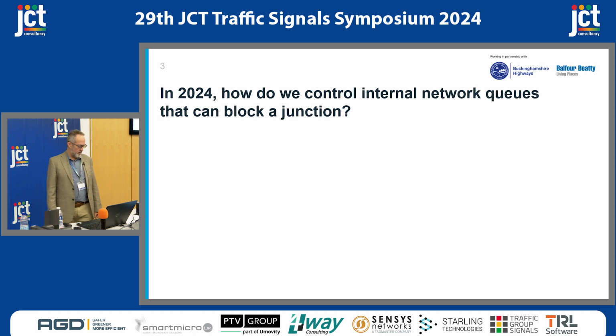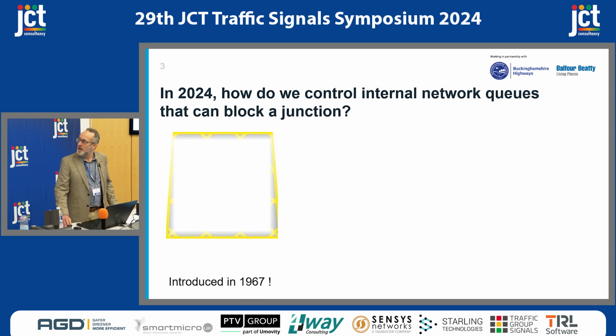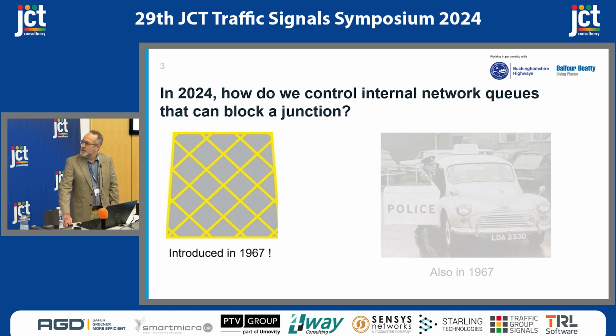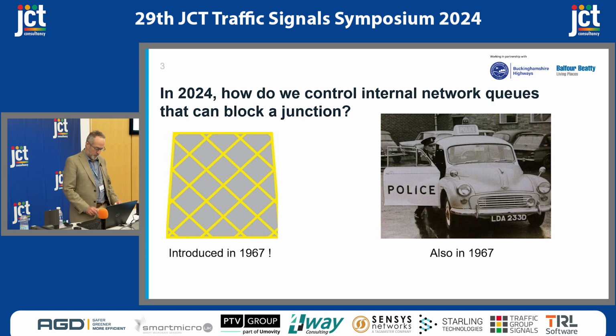So that's the question: how do we control internal network queues that can block a junction? And the answer is the box junction, introduced in 1967. It is not even old technology, it's zero technology from a bygone era. Actually, I was around then. And it predates all the innovation I've just listed. I think it's a bit embarrassing. And if you want to know what the enforcement looked like in 1967, there. So I think we're due an update.